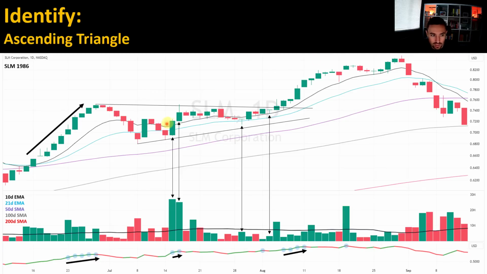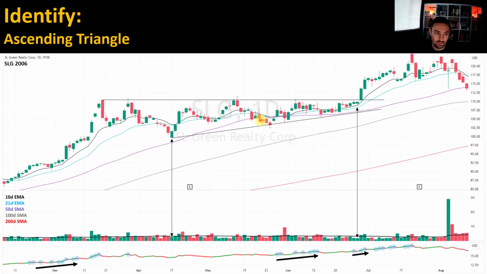SLM. So some nice bullish synchronicity coming through in the middle of this base. Shakeout demand tail, shakeout demand tail, shakeout demand tail underneath the 21. Then here you get this pretty much tight inside bar. Look at the volume dry up. The bar before that, 52-week high. The stock's hitting 52-week highs in the base in 1986. Nice. This one here, SLG 2006, so ascending triangle.